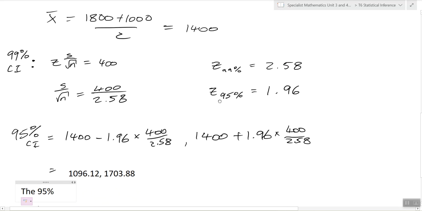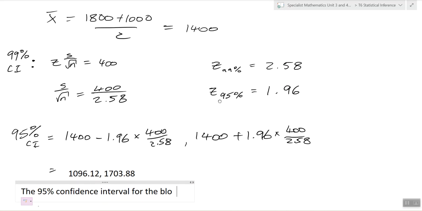The 95% confidence interval for the blog length is, remember that we can use the brackets. Probably can't really have 0.12 of a word. So, I think rounding up is the right thing to do. And that's it. So that's an application. So it's just using that same formula, rearranging it.